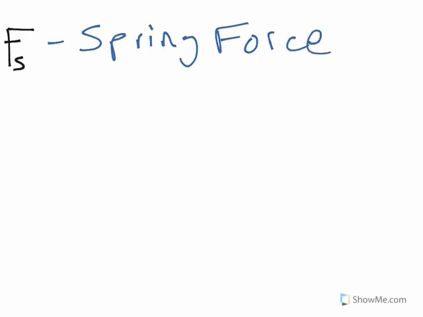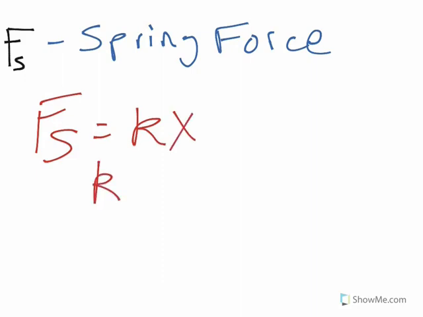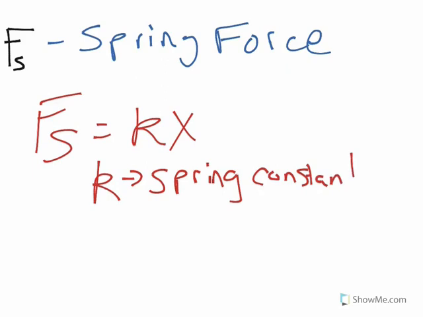Okay? The last thing is the spring force. On the spring force, you're really just doing spring force is equal to kx. K is the spring constant, and kind of like the coefficient of friction was different depending on the surfaces, the spring constant is different depending on the spring. X is the distance the spring is stretched or compressed.